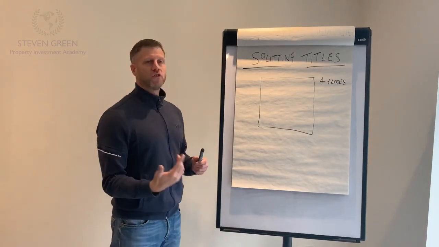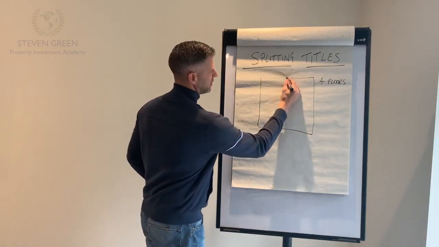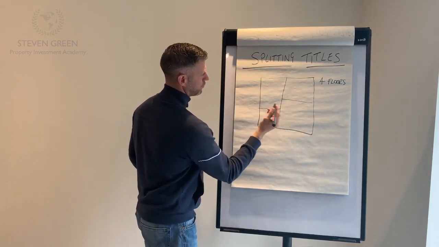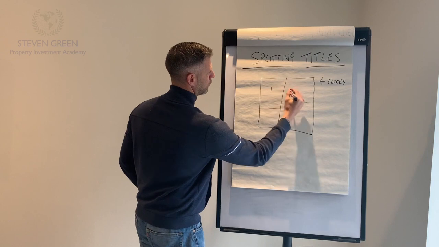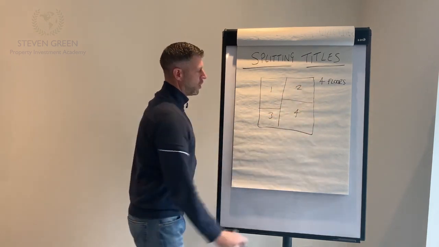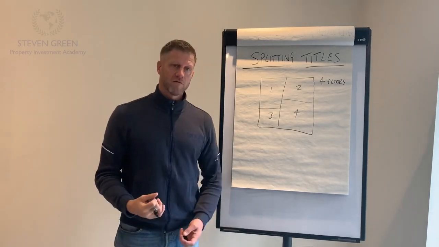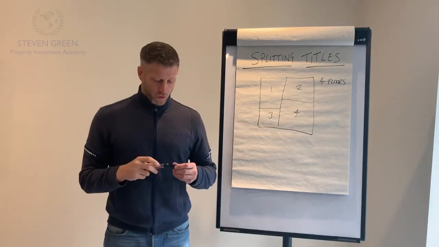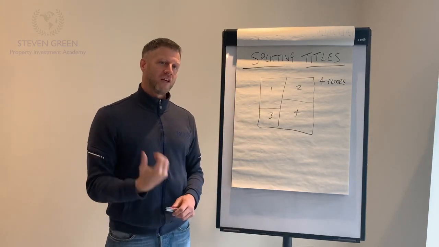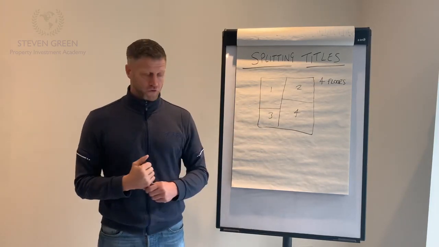Now, what we're looking to do, basically, is divide this building up. So, could be something like that. And that's apartment 1, 2, 3, 4. It might have a big one on the 2nd floor. But you get the gist. Over the 4 floors, we're looking to break that down now into individual apartments.